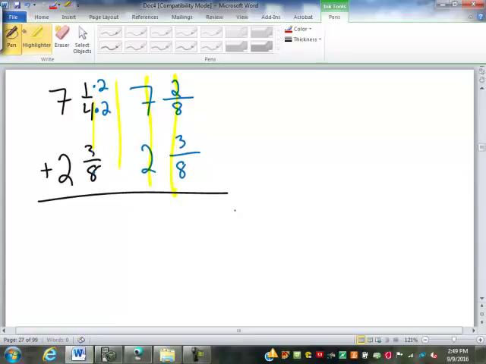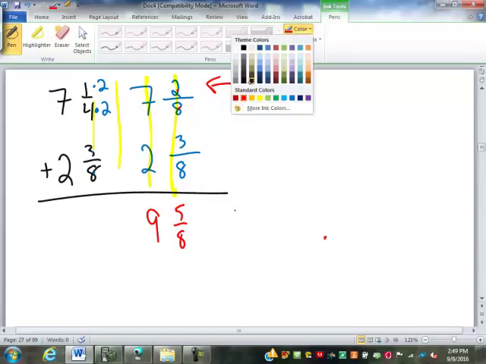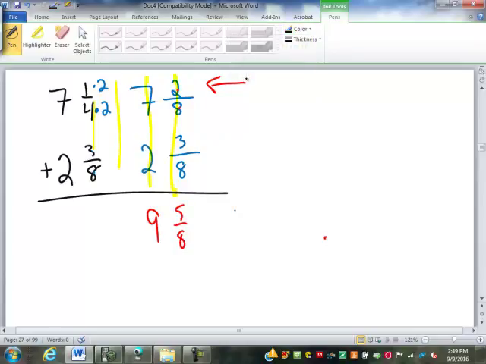Once it has the same name, 2 eighths and 3 eighths here, we can go ahead and add down our columns. Just like any other whole number, we start on the right and work our way back to the left. 2 eighths plus 3 eighths is 5 eighths, and 7 plus 2 is 9. Now it doesn't stay that simple.